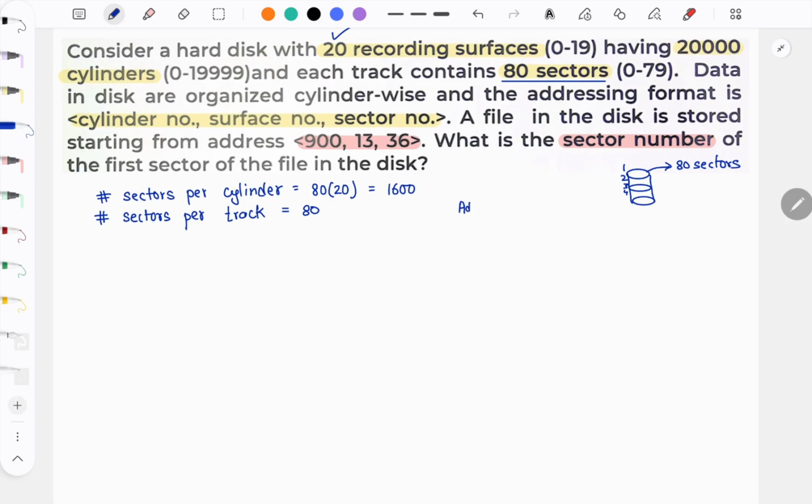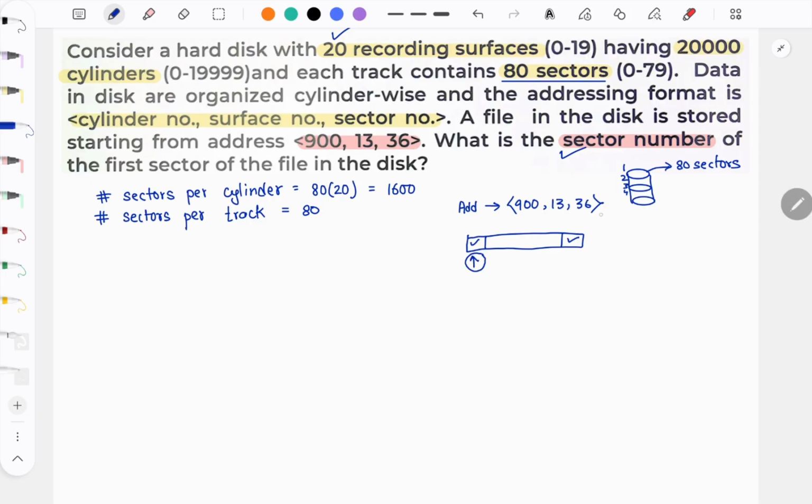Now the address is 913 and 36. We have to find the sector number of the first sector of the file in the disk. So for example, a file takes a certain amount of storage space, and we start from this position and end up having stored the data up to this position. We only need to find out this first sector, the number of the first sector.